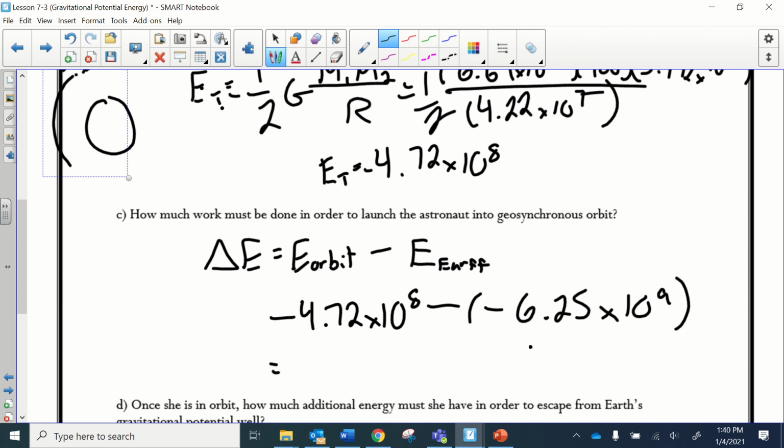We get an answer while I throw it in my handy dandy calculator: 5.78 times 10 to the 9. That makes sense, and it's actually a positive value too. It makes sense that you need a positive amount of energy to get into orbit.